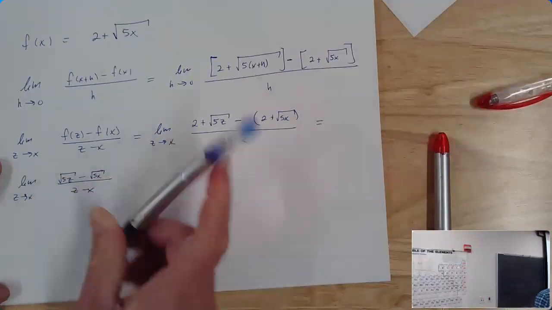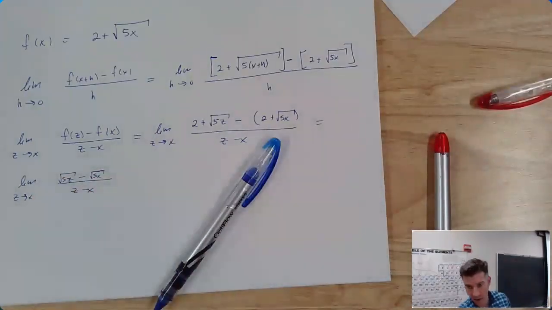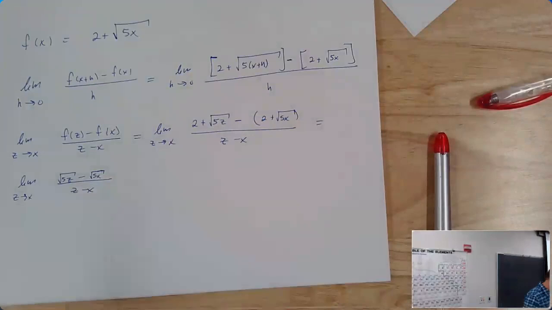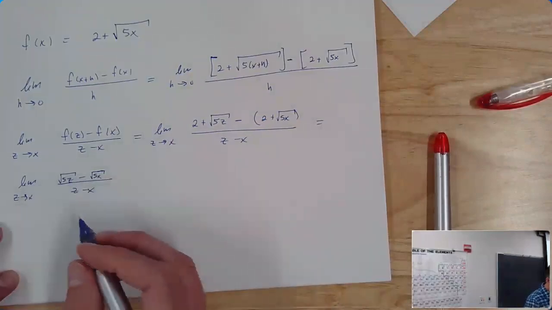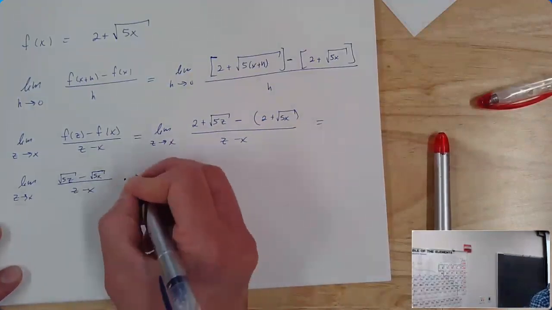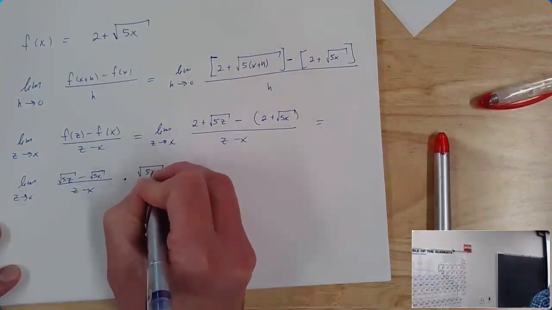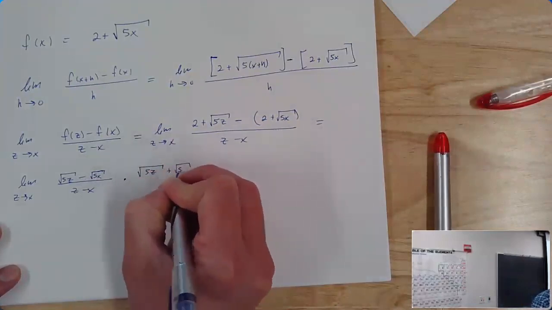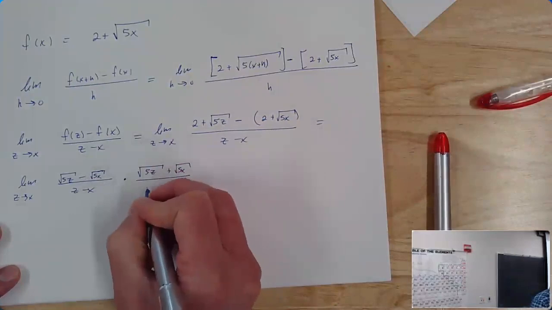Welcome to those on Zoom. We're just doing some other definition of the derivative stuff where you do the other kind of harder to compute definition. And here we are going to multiply by the conjugate. So radical 5z plus radical 5x over the same thing.